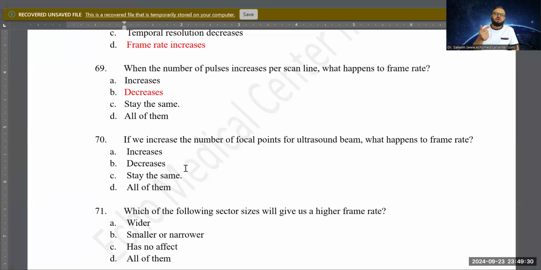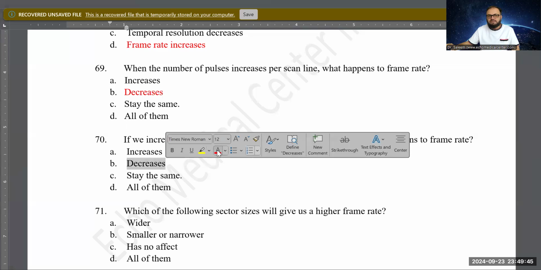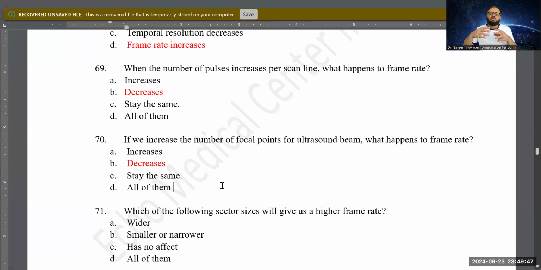Instead of having one focal point, if you make it 2, 3, 4, 5, 6, multiple more. So if you increase the number of focal points for a beam, what happens to the frame rate? Exactly, it will decrease, absolutely. So keep in mind, the easy answer is when you give more work to the machine, it becomes tired and busy, with more load on it. The definition of frame rate is the number of pictures per second, so it will give you fewer pictures per second in that case.